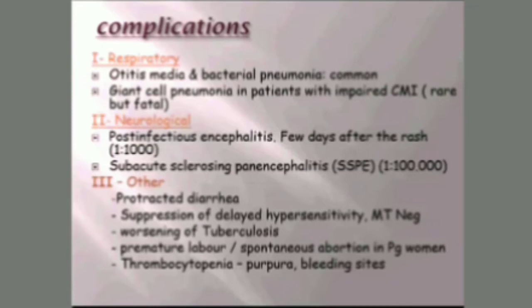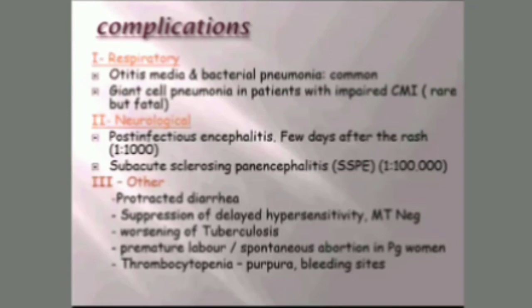Other complications: protracted diarrhea, suppression of delayed immunity. This is a very important point: measles leads to depression of antibody and delayed hypersensitivity, so if a patient has tuberculosis, the Mantoux test is negative. So it causes suppression of immunity. There are some viral infections which lead to suppression of immunity, and that can be a major factor for development of secondary bacterial infection.